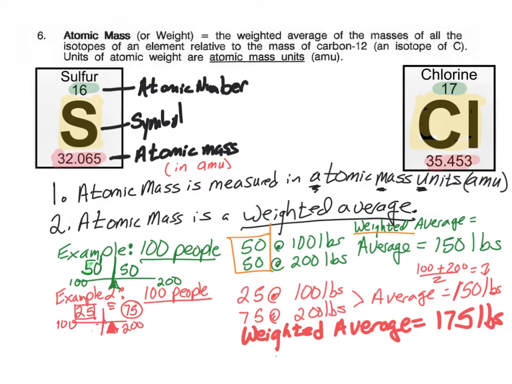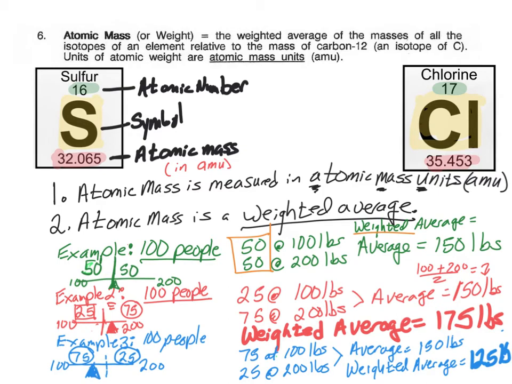So the number of each one changes the average. Even though the numbers are 100 and 200, the average has shifted closer to 200 because we have more of them. So we call that a weighted average because there's more of one of them, it shifts towards that direction. If I had 100 people and 75 of them weighed 100 pounds and 25 of them weighed 200 pounds, we would find that the average mass, the weighted average, would be 125 pounds, closer to the 100 because there's more people that weigh 100 pounds. Obviously, people weigh numbers in between.